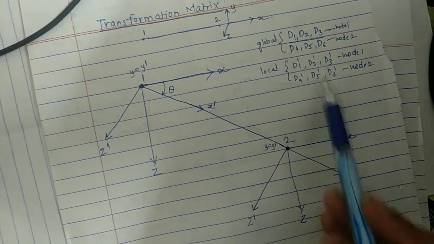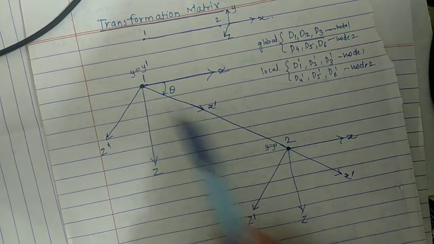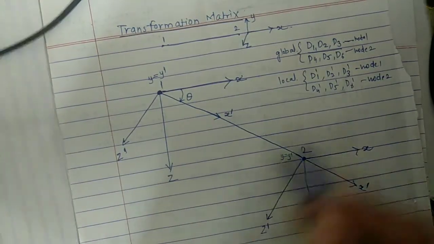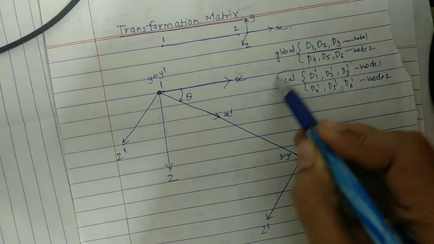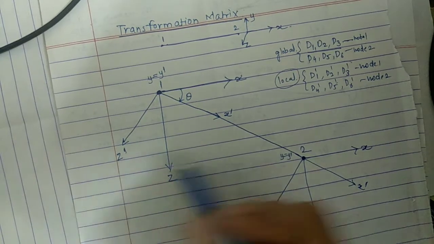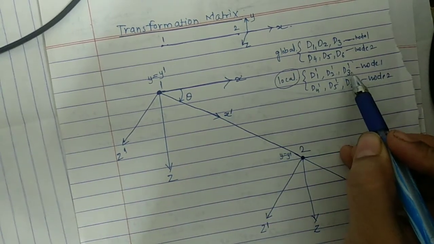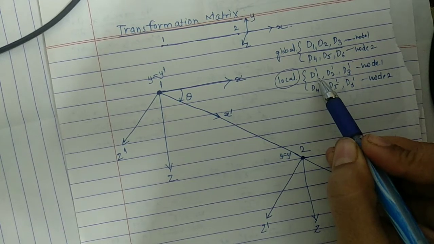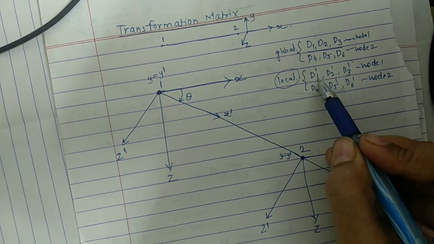Now to represent all these degrees of freedom for node 1 and node 2 respectively, first we will show the local ones: D1 dash, D2 dash, D3 dash. So recall these degrees of freedom. D1 is deflection, translation in the y direction.